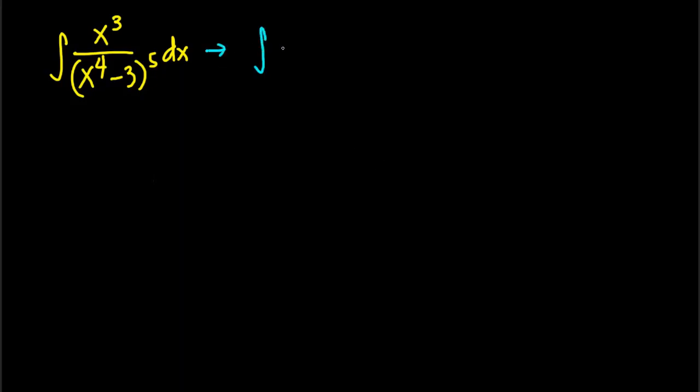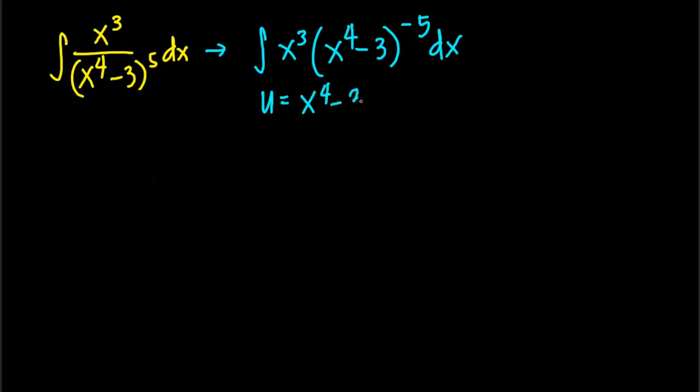Another example. We have here x cubed over (x to the 4th minus 3) raised to 5. The term with the exponent is in the denominator. No problem, this can still be written as x cubed times (x to the fourth minus 3) raised to negative 5. Right? If it's in the denominator and you move it up, its exponent becomes negative. So no problem. In this case, the more complicated term is still x to the fourth minus 3.